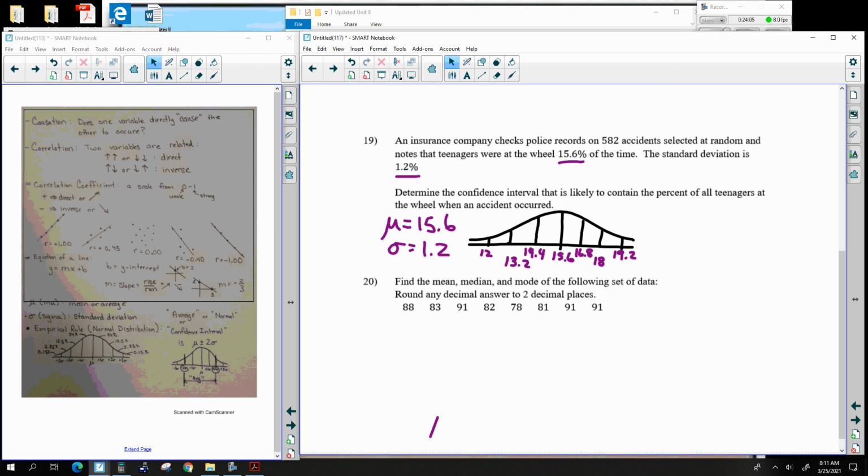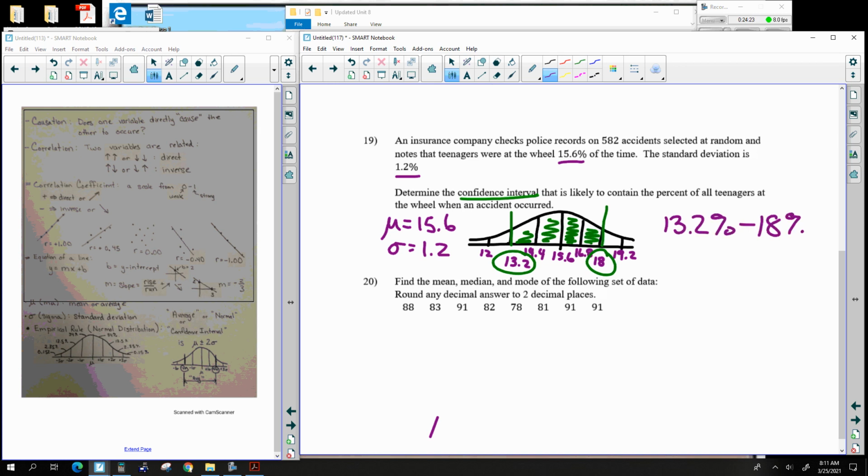They want to know what is the quote-unquote confidence interval. Confidence interval is the average plus 2 to minus 2. So that would be from 13.2 to 18. That's your confidence interval.